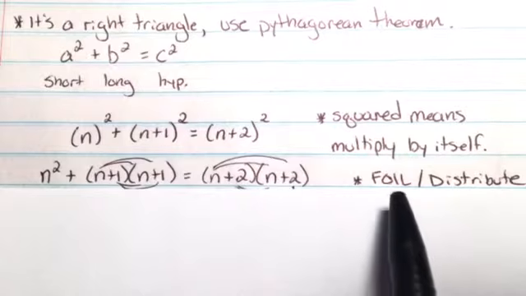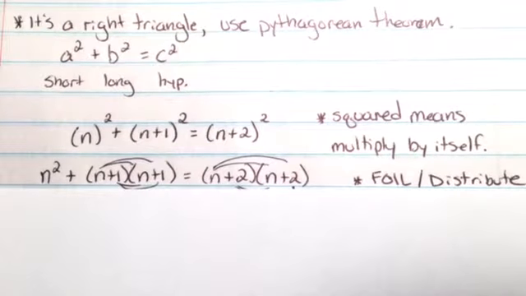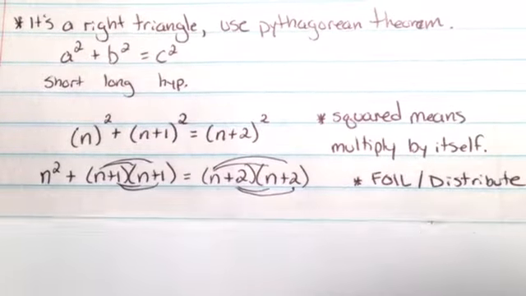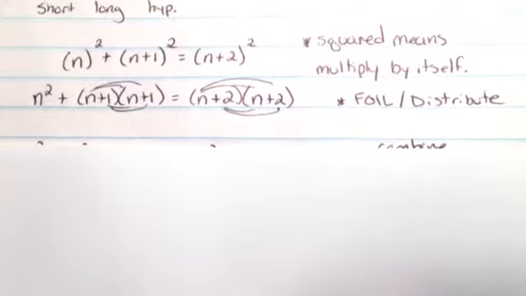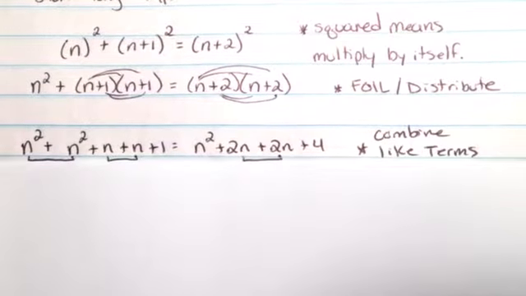What do we do with that? We're going to be foiling. Some of you might call it distributing. So when we FOIL that, or distribute it, we get these expressions.